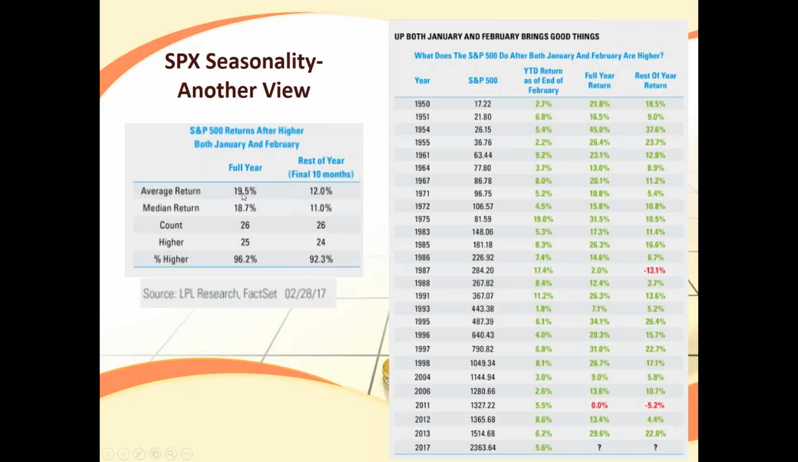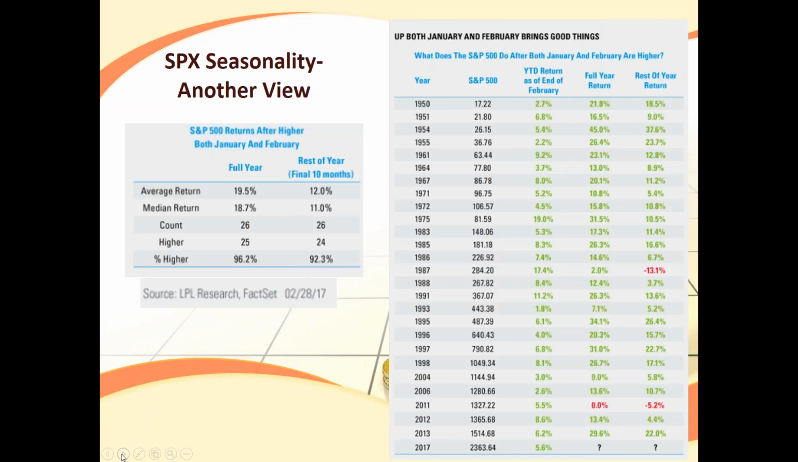For the year, it actually shows that it goes on to, on average, have a pretty healthy return, about 19%. For the remainder of the year, the average return is 12% with a median of about 11, which means it's a little bit skewed to the right. But that was 24 out of 26 years that were positive to the upside.